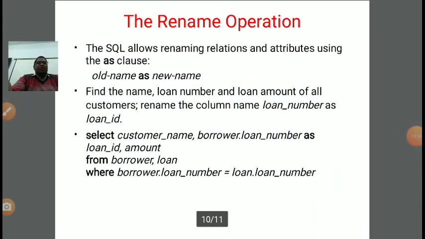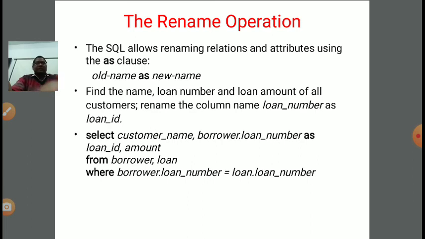Next is the rename operation. SQL allows renaming relations and attributes using the as keyword. How to write it? Old name as new name. In between we need to write first the old name, then the new name, and in between, as. Suppose, for example: find the name, loan number and loan amount of all customers. Rename the column name loan number as loan underscore ID.